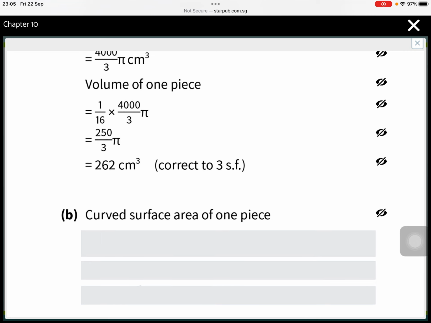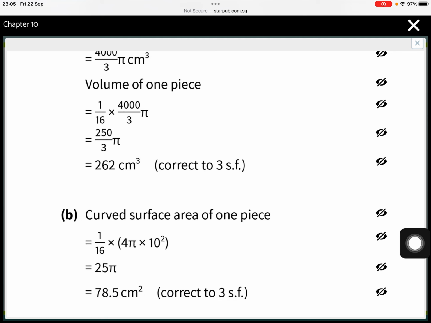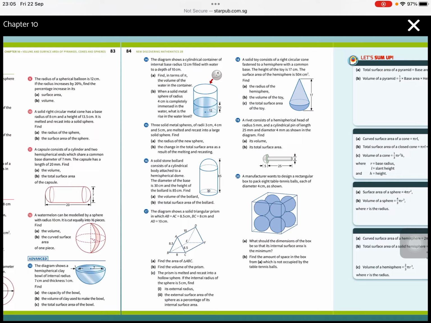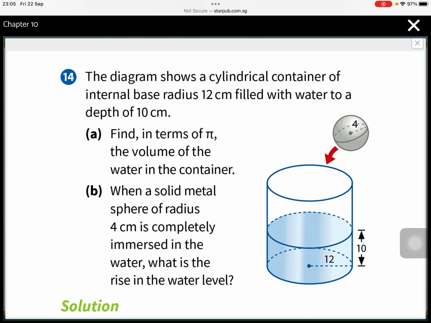For the curved surface area, you just do 4 pi r square and divide it by 16. Over here you can see that it's divided by 16, 4 pi r square, where r is 10. Evaluate this, it's about 25 pi, which gives you 78.5 cm square, correct to 3SF. So question 12 is pretty straightforward. Because question 12 is just a sphere, I didn't go into any composite figures.